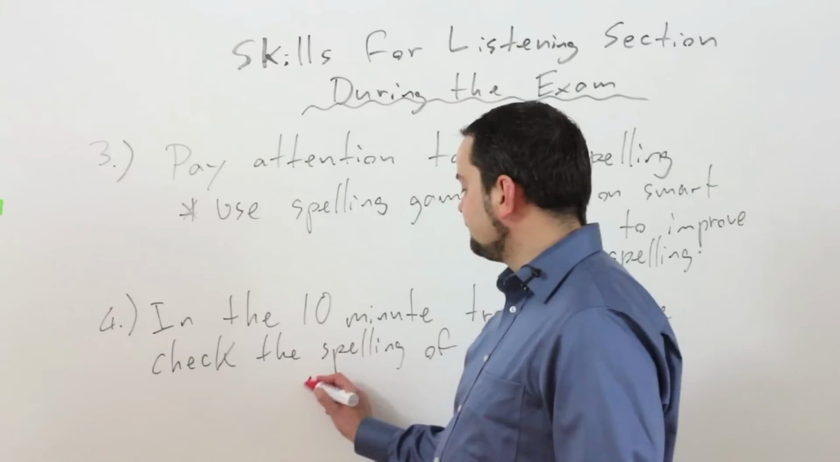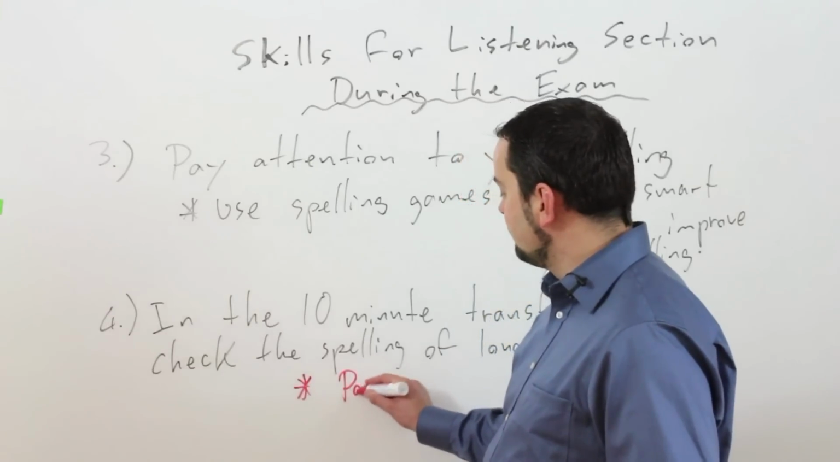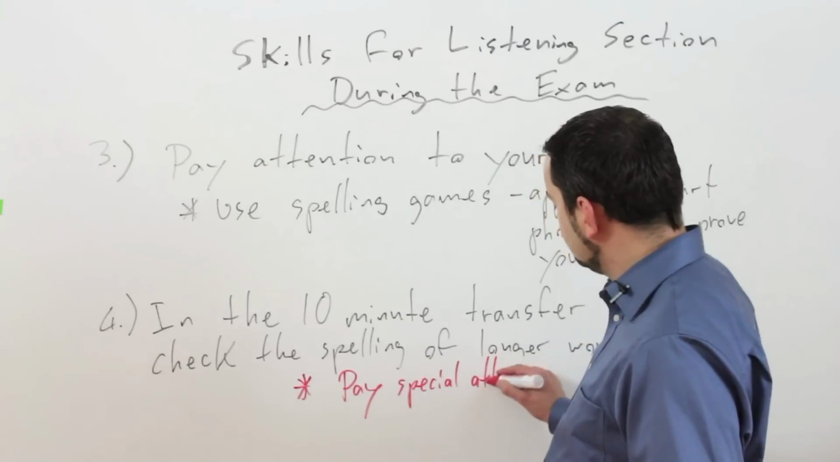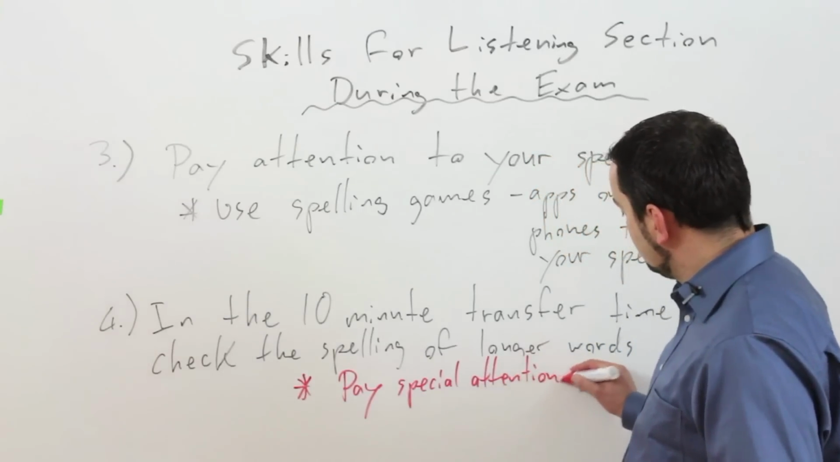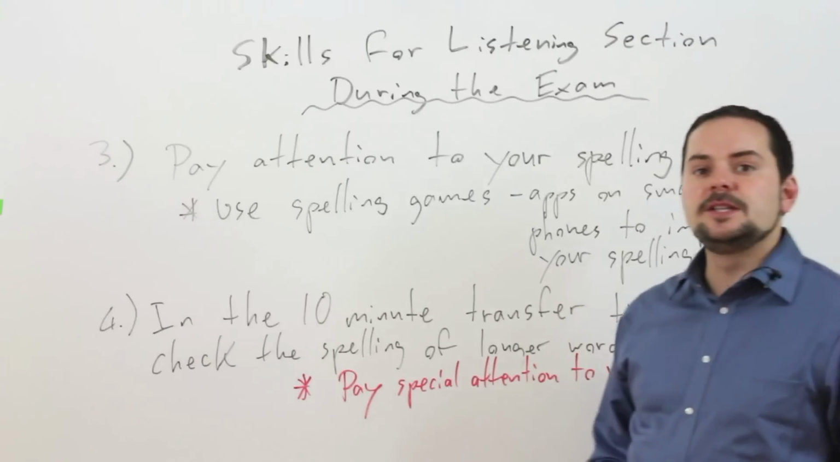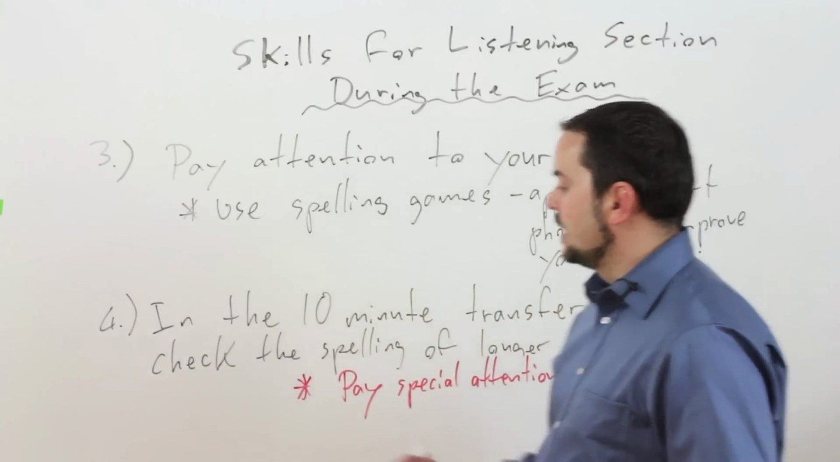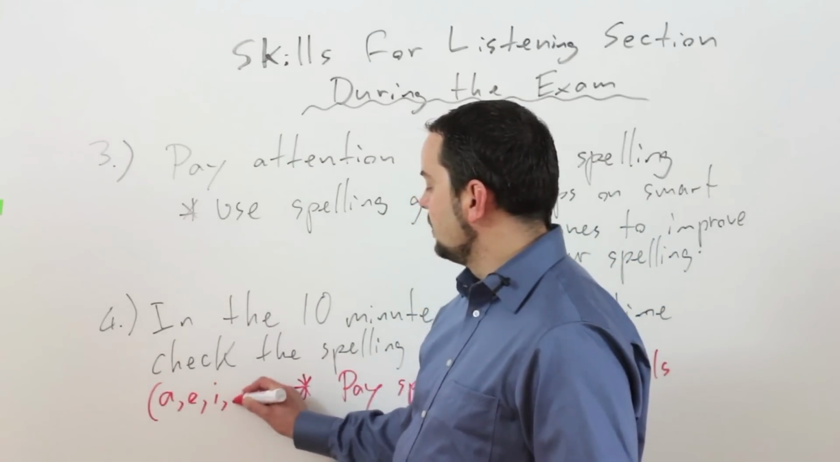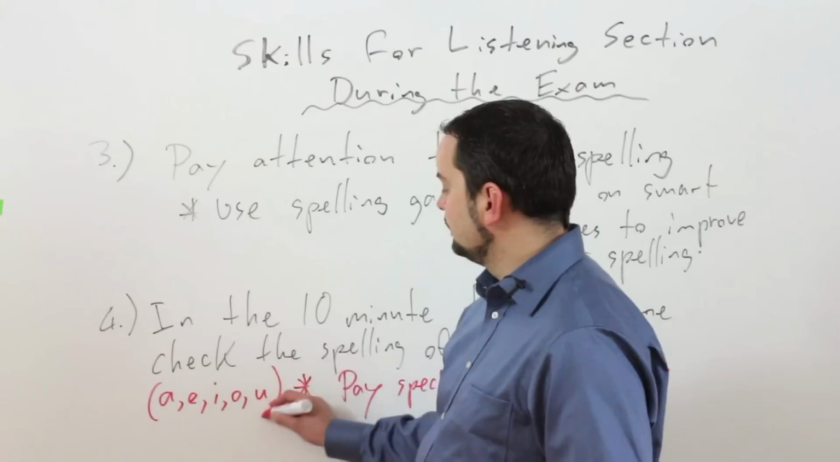So again, pay special attention to vowels, which means A, E, I, O, U, okay? So A, E, I, O, U.